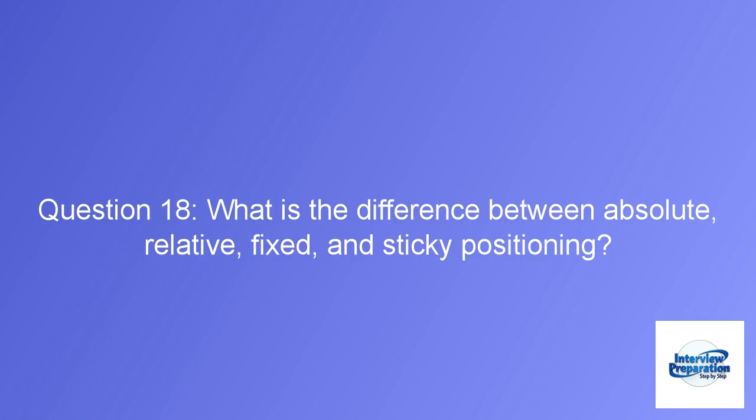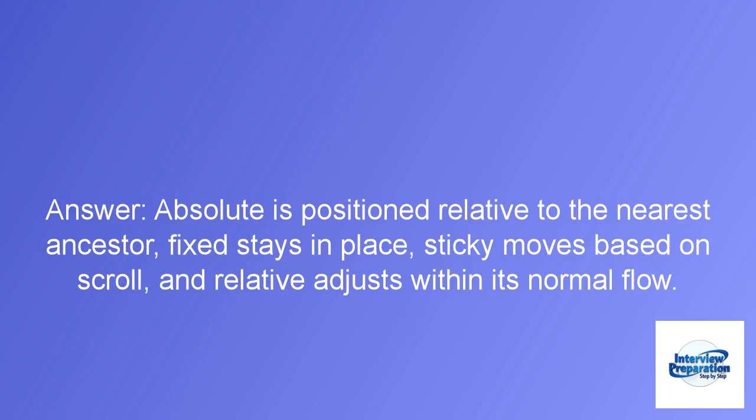Question 18. What is the difference between absolute, relative, fixed, and sticky positioning? Answer. Absolute is positioned relative to the nearest ancestor, fixed stays in place, sticky moves based on scroll, and relative adjusts within its normal flow.